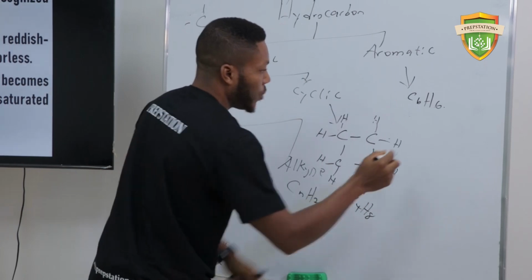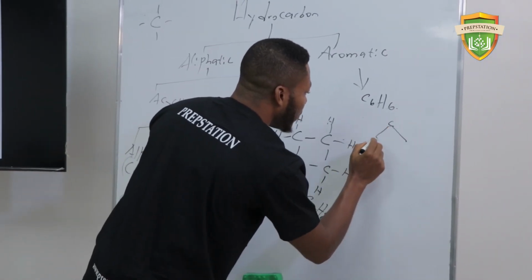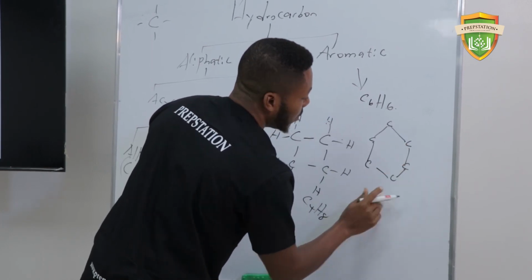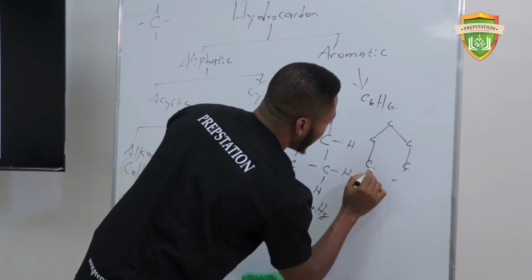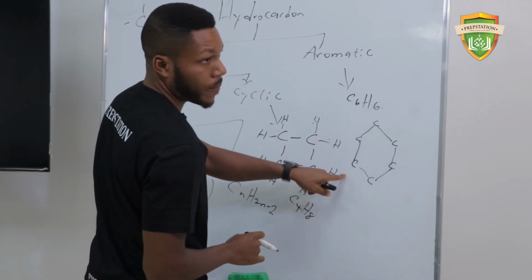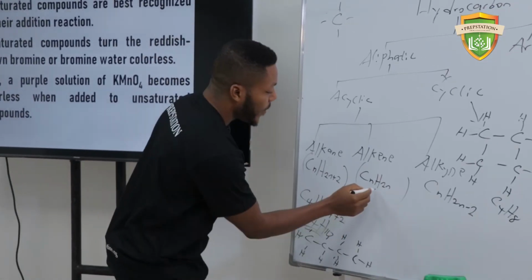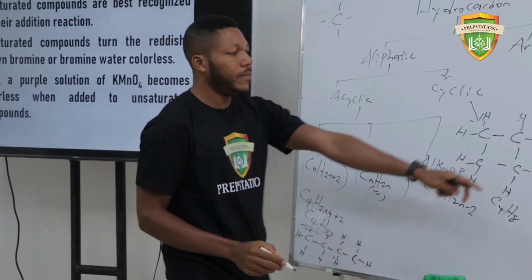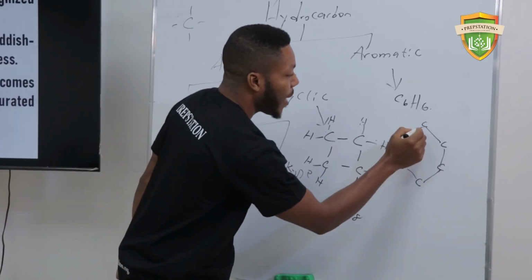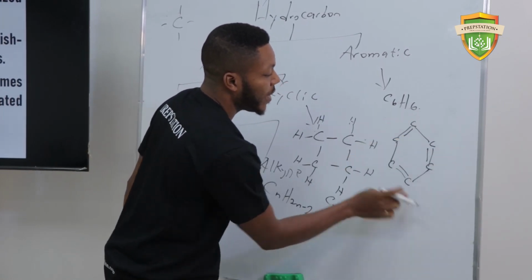C6H6. So that will give us what? All this contains what? Carbon atoms. So this is 1, 2, 3, 4, 5, 6. Now don't forget that it is a member of the alkenes. So that means that there is a double bond between some of the carbon atoms in benzene. So this is carbon with double bond, double bond, double bond. So this is 1, 2, 3, 4, 5, 6.